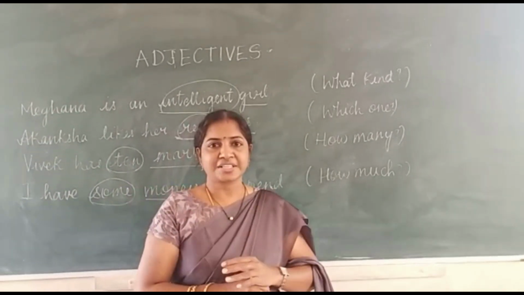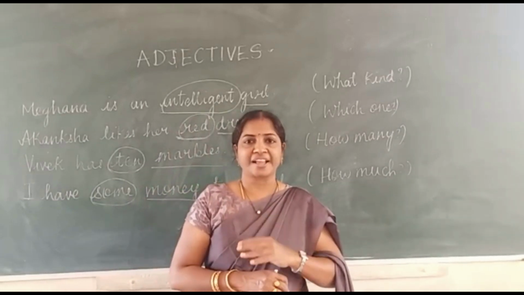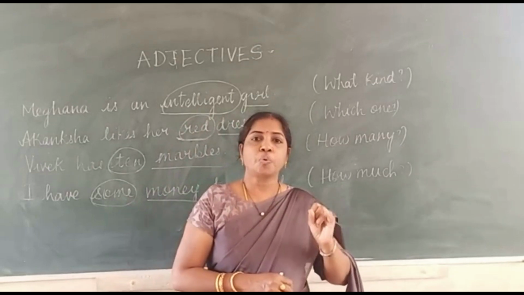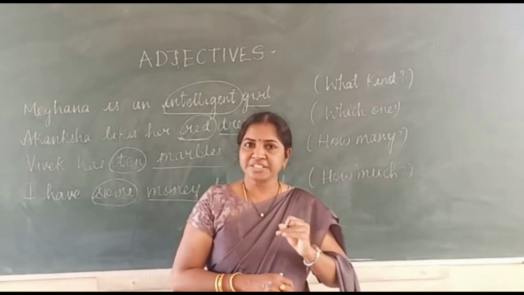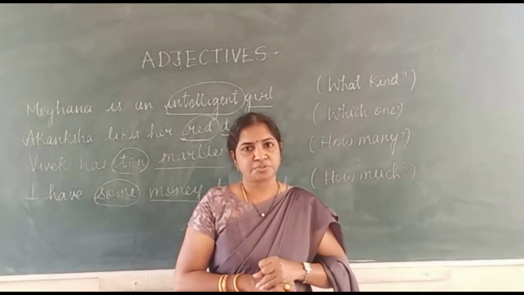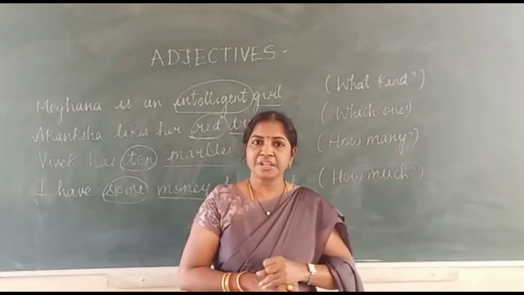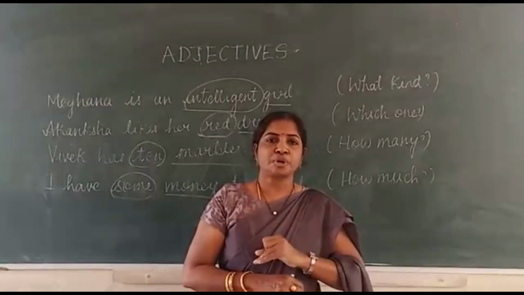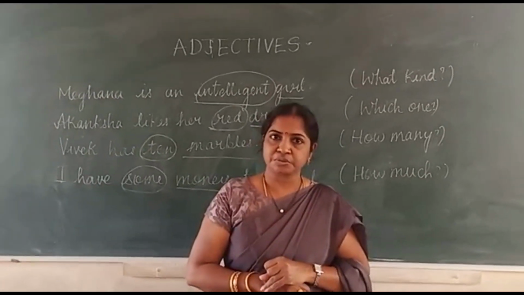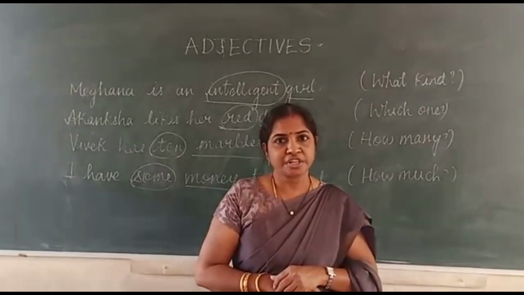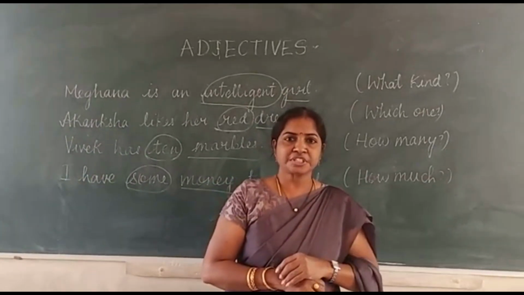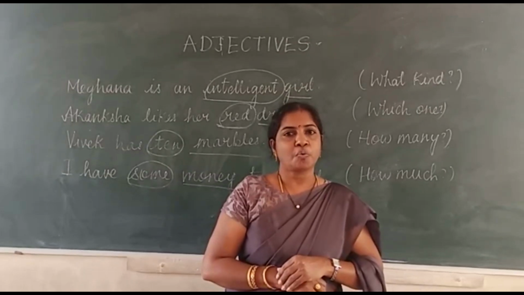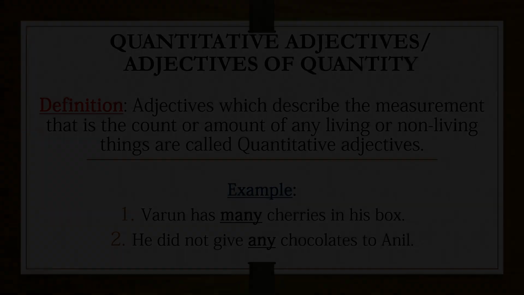Now, let us discuss the 5 kinds of adjectives. The 5 kinds of adjectives are the quantitative adjective, qualitative adjective or adjective of quality, numerical adjectives or adjective of number, distributive numerical adjective and demonstrative adjective. So first, let us know in detail about the quantitative adjectives.